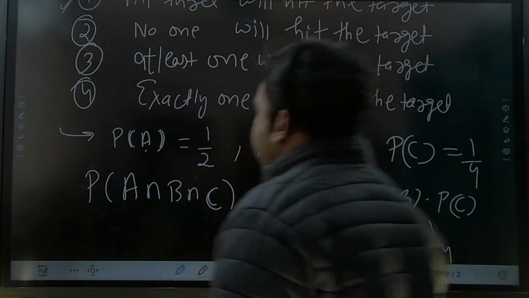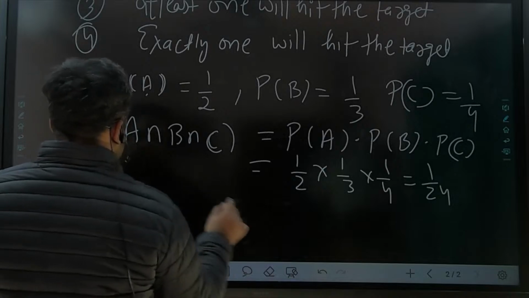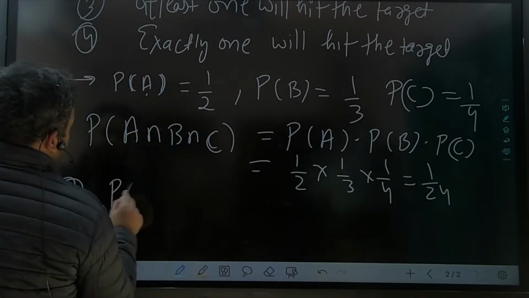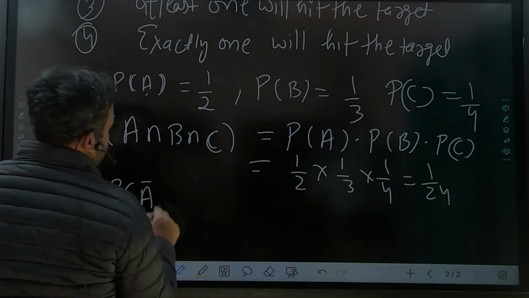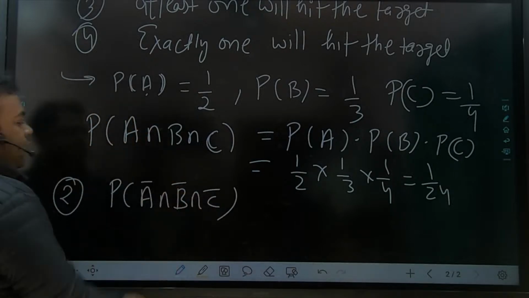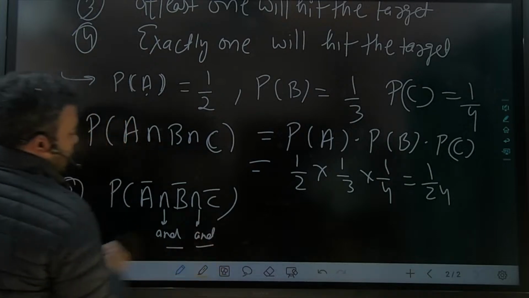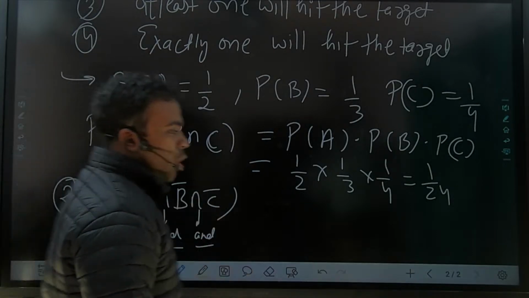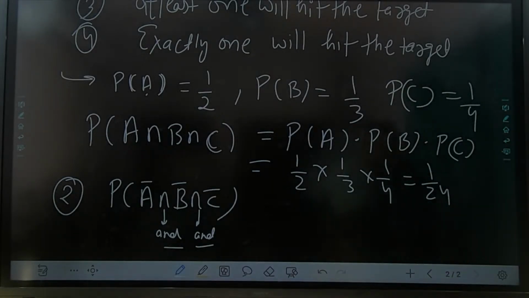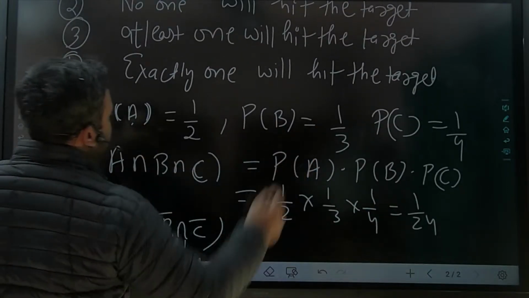Second is nobody will hit the target. No one will hit the target, so it is in negation basically. We need the probability of A not hitting the target, also B not hitting the target, also C not hitting the target. All three should happen together. Intersection means and. So all these persons together should not hit the target: A should not hit the target, and B also, and C also. This means I have to calculate the probability of these people not hitting the target.